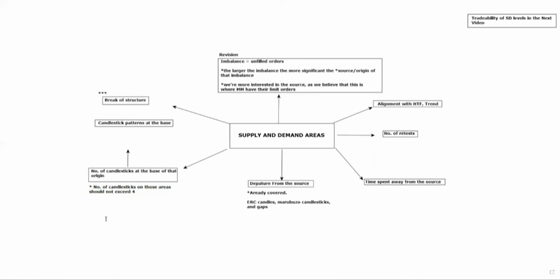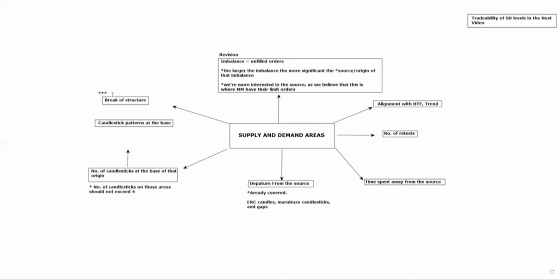Right? Because basically we're looking for areas where there's a lot of unfilled orders, areas where the market is hot, areas where there's a lot of resting orders, areas where the market has left abruptly.